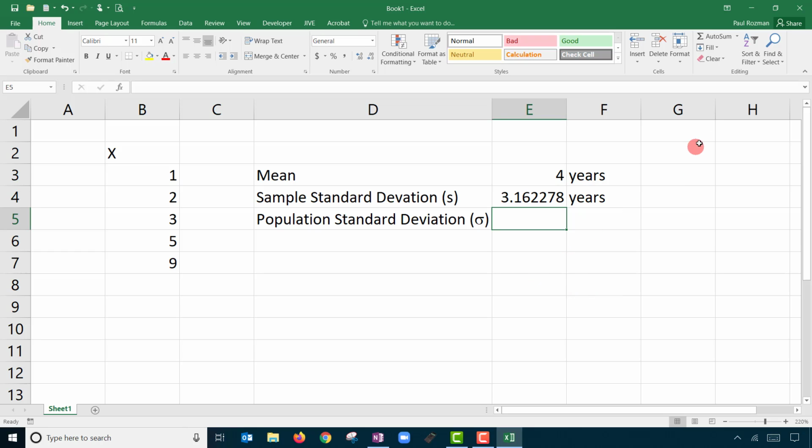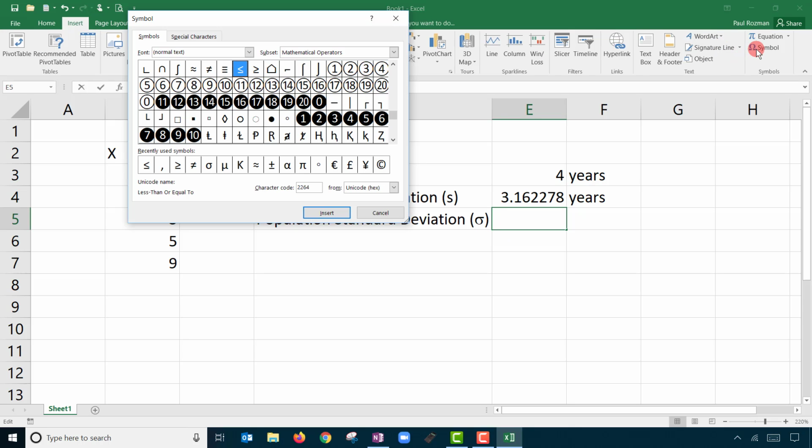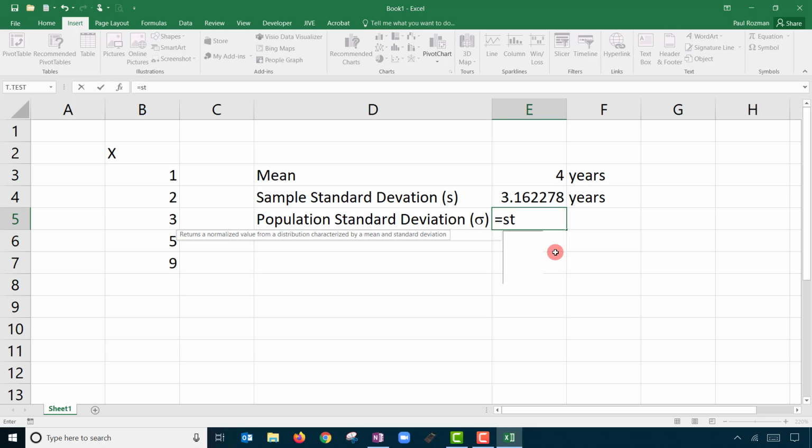You can insert symbols. I can't remember how. It must be under insert. Yeah, you can insert a symbol. So if I wanted a symbol, sigma, I could still do it that way. But anyway, we're going to lose the point of why we're doing this. We want the population standard deviation of that data set using Excel. It's STDEV dot P because it's a population now.